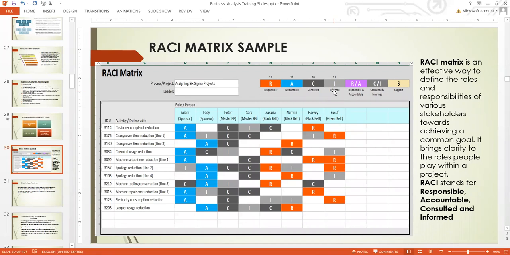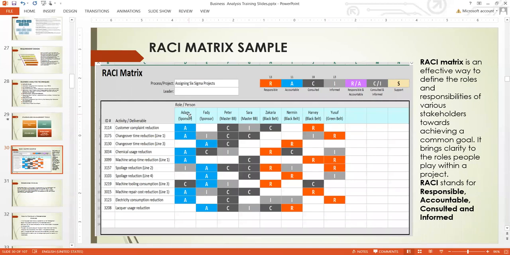And to plan your RACI, the activities are always on the left-hand side, and the roles or the persons always on the upper top side of the RACI matrix. So as you can see in this diagram, the activities are here. You list down the activities, and then from here you keep assigning who is what.